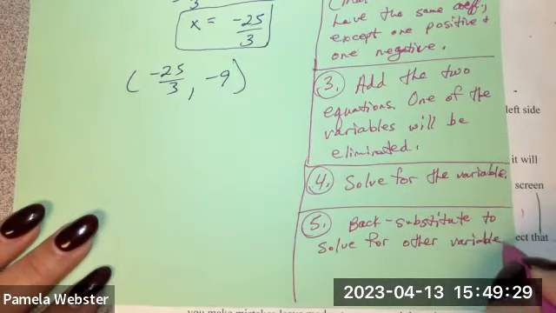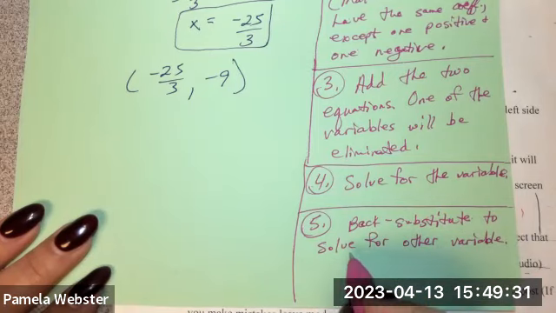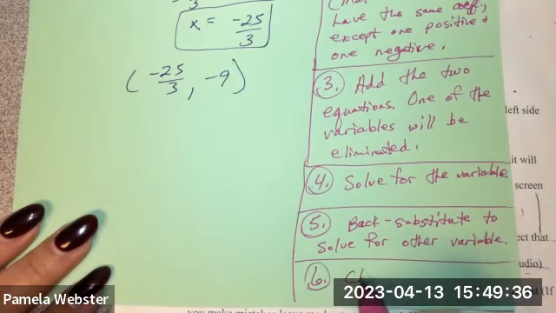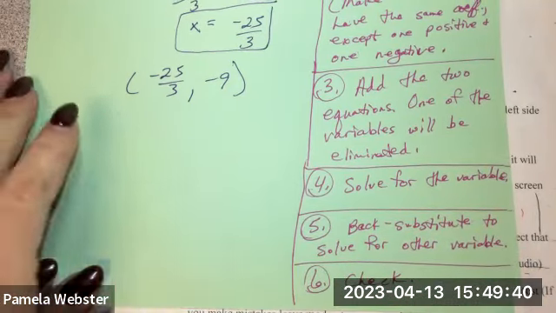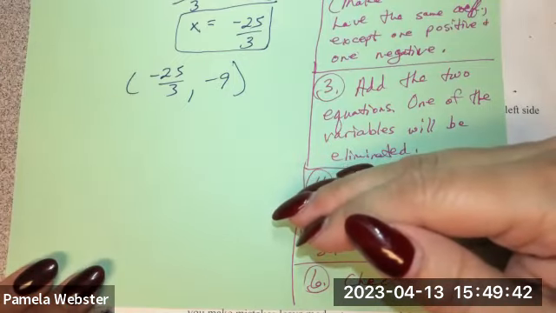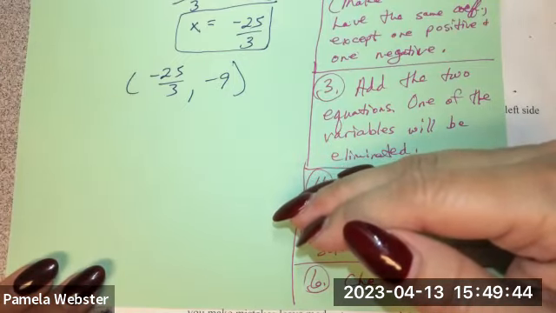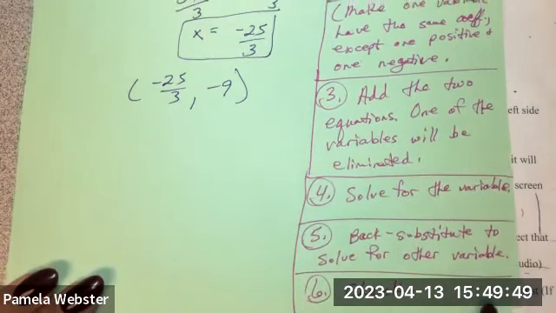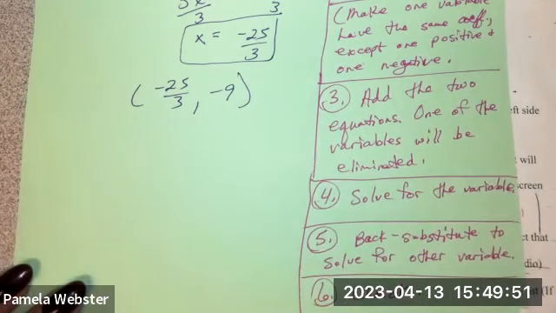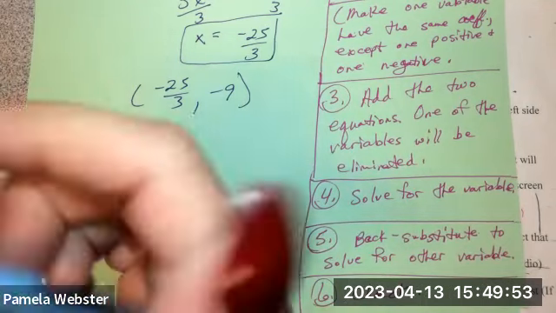Okay, we did that a minute ago. That sounds right. And then the last step is number 6. We need to check our answers, right? Always need to check. So numbers 1, 2, and 3 are the ones that we have to do specifically because we're doing the elimination or the addition method. 4, 5, and 6 are universal no matter which method I'm using here. So they look the same.